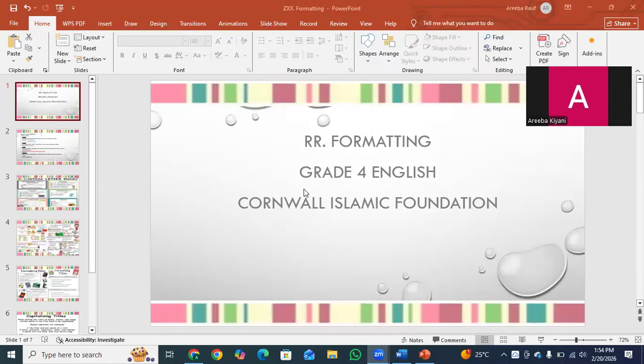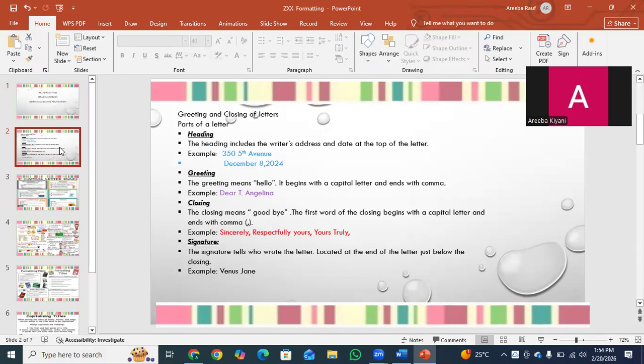Hey students, today we will learn about formatting. You know what is formatting? Formatting basically means writing in a correct order and neat way. We have the parts of letter. Letter is something that you can write to your parents, to your cousins, to your sisters, or etc. We have basically four parts of the letter: heading, greeting, closing, and signature.